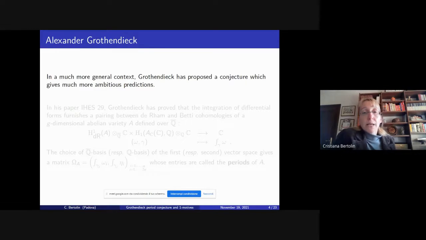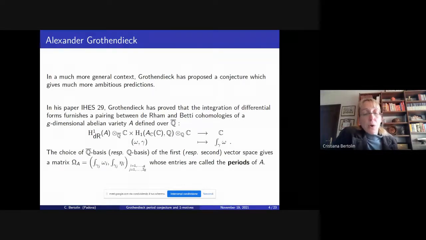In a much more general context, Grothendieck has proposed a conjecture which gives a more ambitious prediction. First of all, in his paper, Grothendieck has proved that the first de Rham cohomology group of an abelian variety and its first Betti cohomology group are isomorphic, and this isomorphism is just given by integration. You take a path and a differential form, and you integrate this differential form along this path. If you choose a basis of these two vector spaces, you can build a matrix which will represent this isomorphism. The entries of this matrix are the so-called periods of an abelian variety.